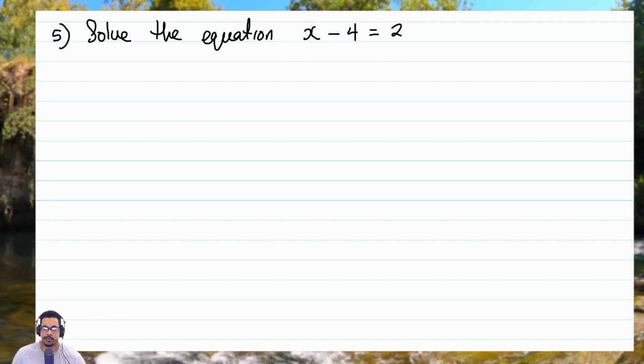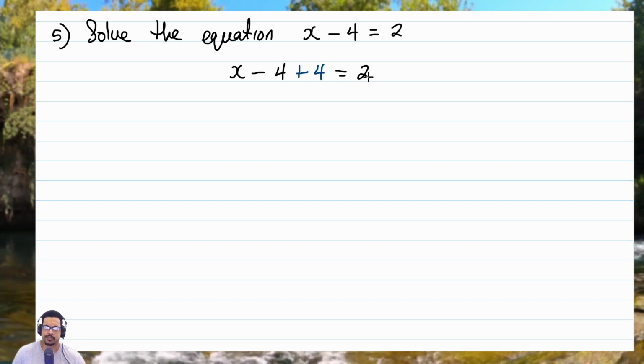So we have this equation where we have x take away 4 is equal to 2. We want to solve for x. So in order to get x by itself, we must get rid of this negative 4. And in order to do that, negative 4 plus 4 will give you 0. So whatever we do to the left-hand side of the equal sign, we must do the same thing to the right-hand side. So I'll have x take away 4 plus 4 is equal to 2, and I must do the same thing on the right-hand side and add 4. So this negative 4 plus 4 would give you 0, so therefore these are out. So I'll simply have x is equal to 2 plus 4, which is 6.